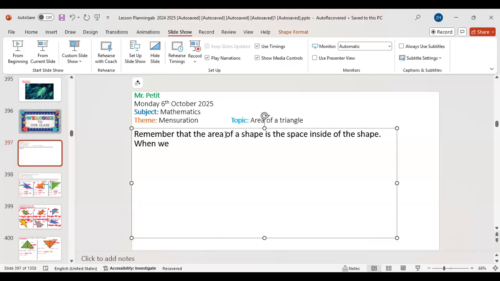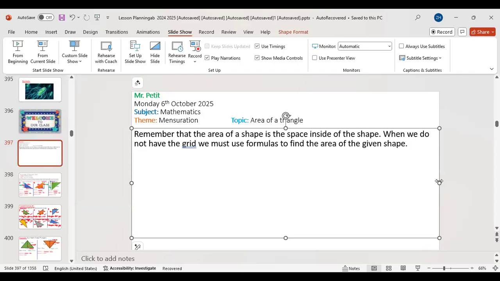When we do not have the grid, like last week when we had the grid, we must use formulas to find the area of the given shape. If we don't have any grids, we use formulas. Last time we talked about the area of a rectangle and the area of a square, and both of them are length times width.